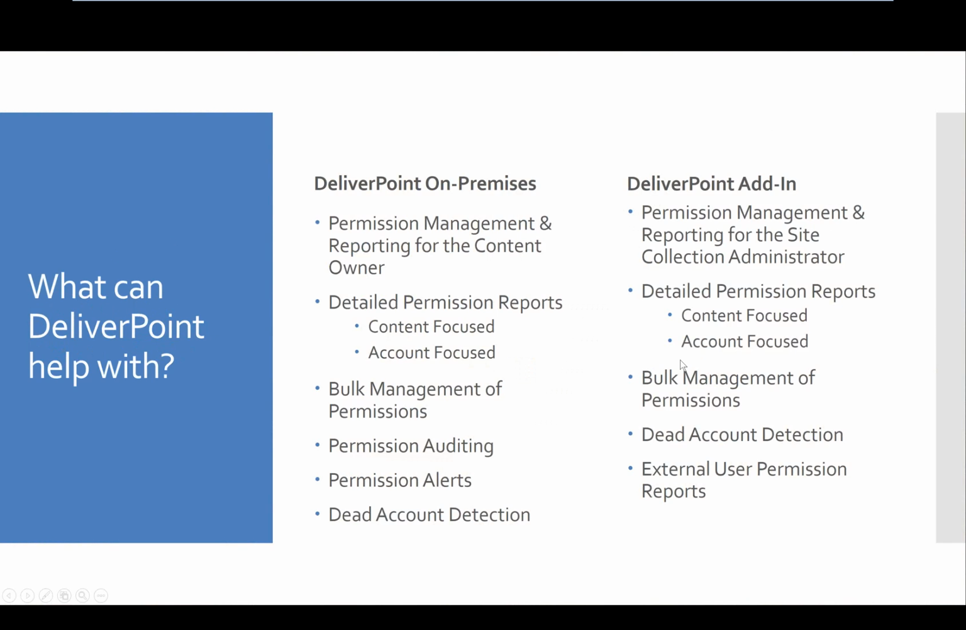There's bulk management of permissions that we can do in both versions. The on-premises version is currently the only one that has auditing and alerts, which we'll be taking a look at. So not only do we see who's got permissions at this moment in time, but we can see how that person got permissions, i.e. who granted them permissions, when did they grant them, and how did they grant them. Because sometimes when you're granting permissions, you don't intend for the results that can happen.